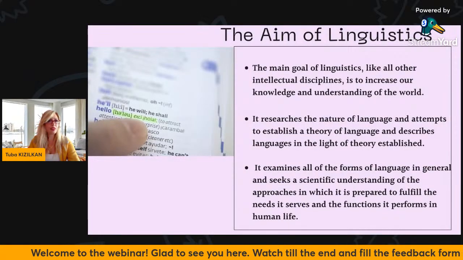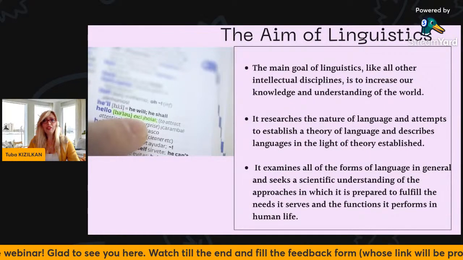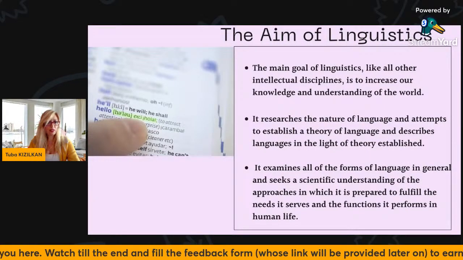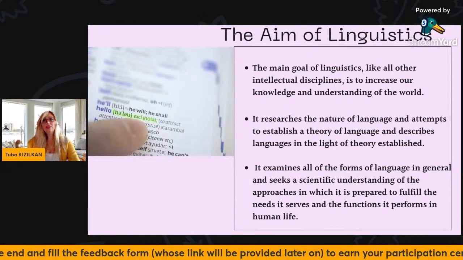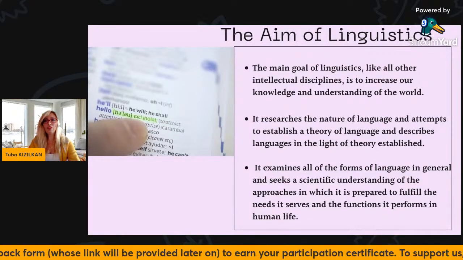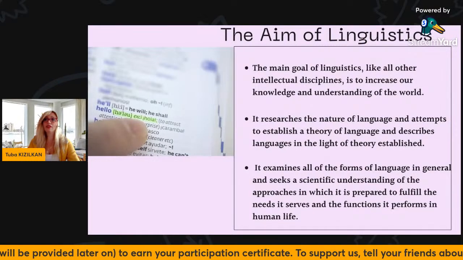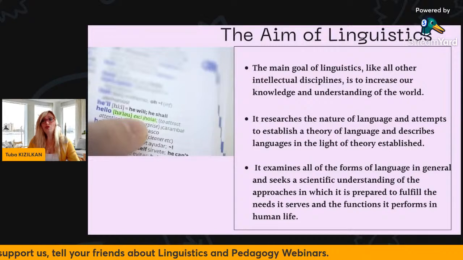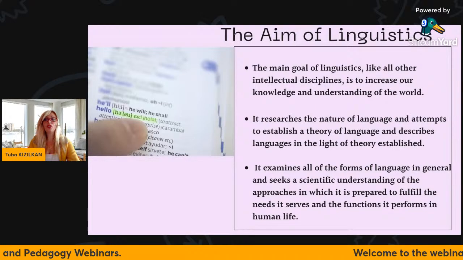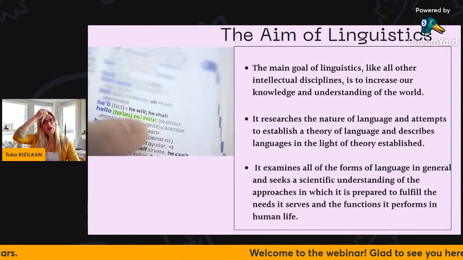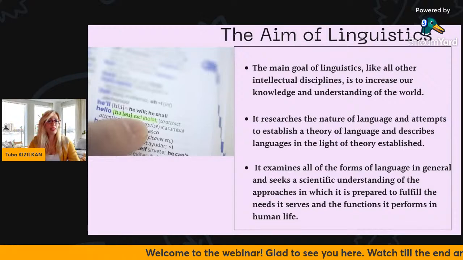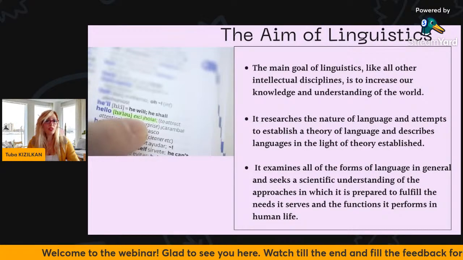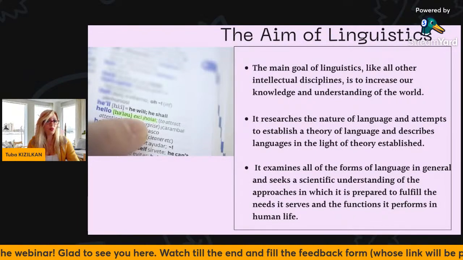So, what's the aim of linguistics? In very short, we can say the main goal of linguistics, like all other intellectual disciplines, is to increase our knowledge and understanding of the world, understanding of the human being, understanding of the human brain, understanding of human learning. It researches the nature of language, attempts to establish a theory of language, and describes languages in the light of the theory established. So I can also say the main goal of linguistics, like all other intellectual disciplines, is to increase our knowledge and understanding of the world.